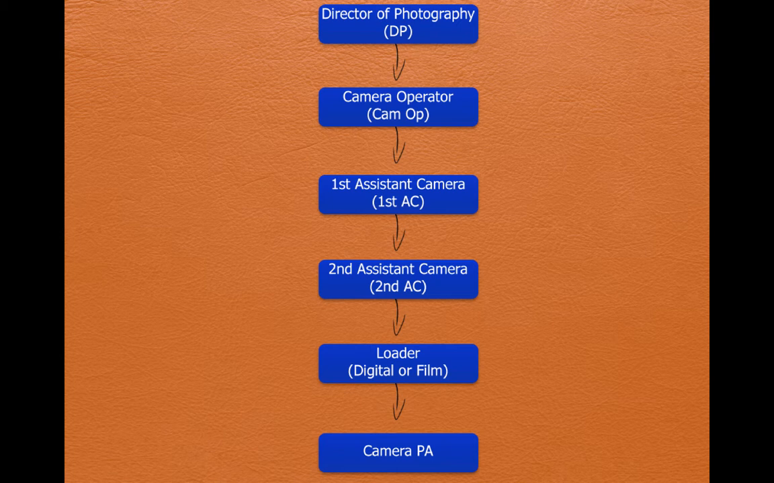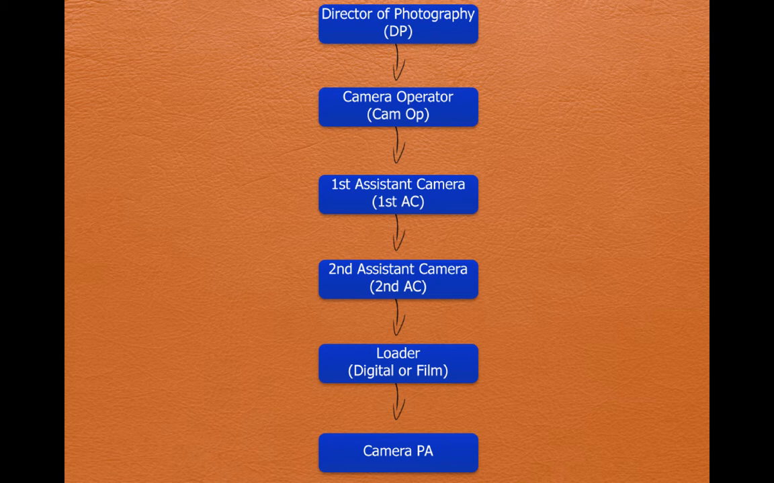The loader is no longer really a position that's in use anymore because we're not shooting much film. And pretty soon we won't be shooting any film at all. The loader used to take magazines of film and load it onto the camera, and when the film was shot, they would load it back for mailing to the processing house, and then put another magazine of film in. Now, we don't have that anymore.